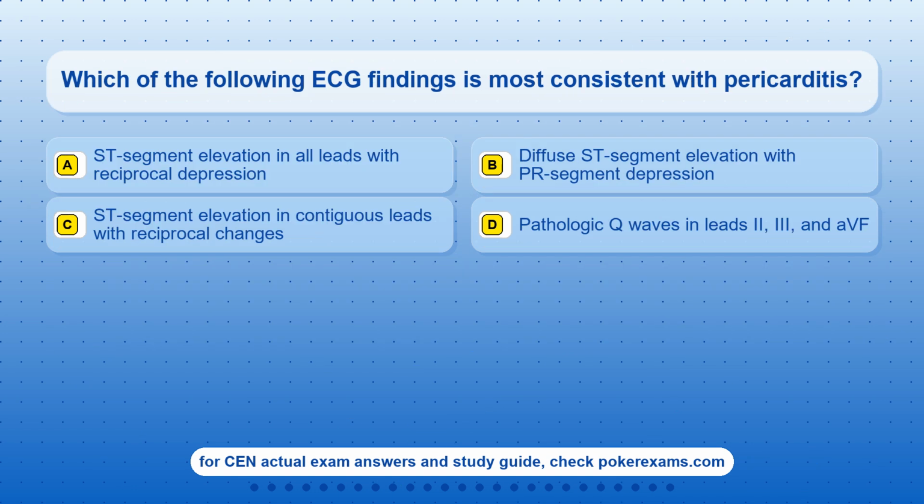Question 13. Which of the following ECG findings is most consistent with pericarditis? Option A, ST-segment elevation in all leads with reciprocal depression. Option B, diffuse ST-segment elevation with PR-segment depression. Option C, ST-segment elevation in contiguous leads with reciprocal changes. Option D, pathologic Q waves in leads II, III, and aVF.